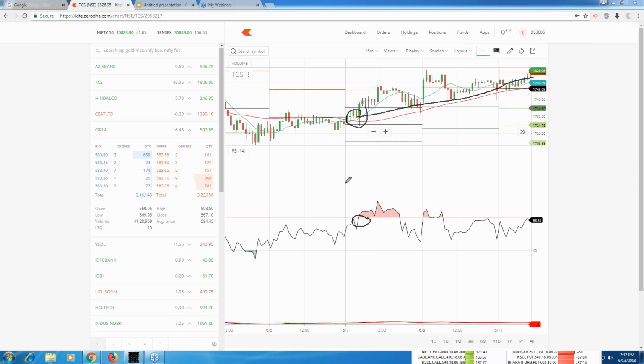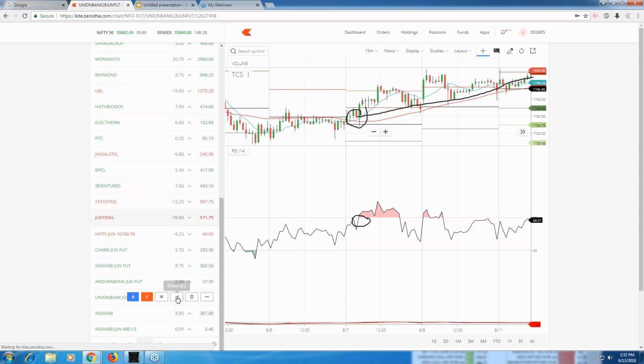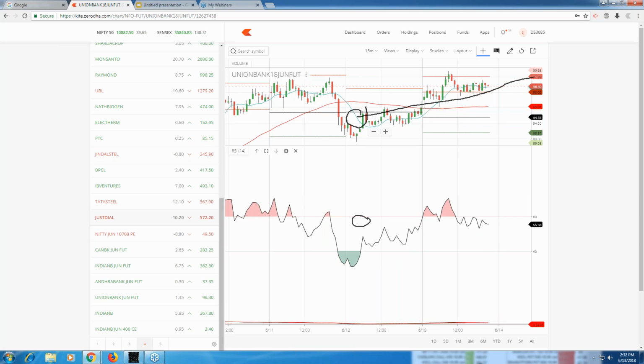So RSI becomes a very, very important factor for us to analyze when we are doing intraday trade. And I definitely rely on it. One more stock that I did enter into was Union Bank, right? The reason was the same, that it was heading up by RSI crossing.